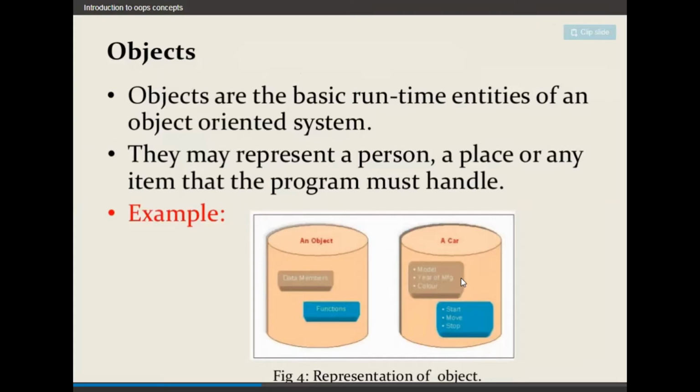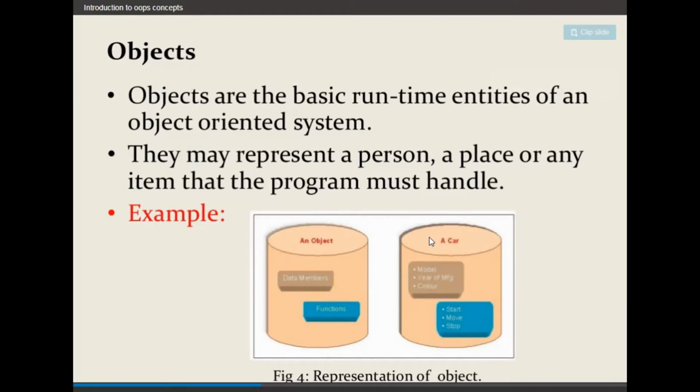Understood? One example is given. Object-oriented programming comprises of data members as well as functions. Am I right? This is normally how we will write in a code. The programming code will be in this format. Object contains the data members as well as the functions.